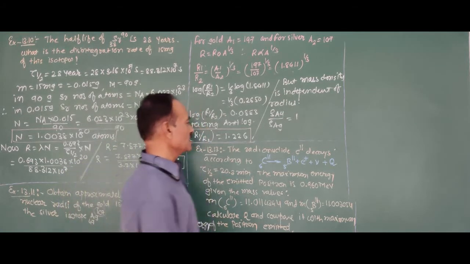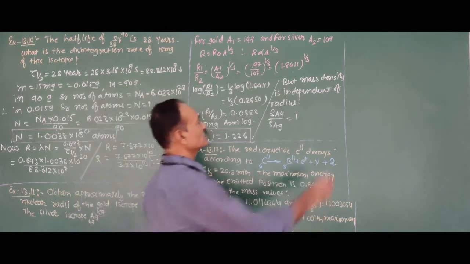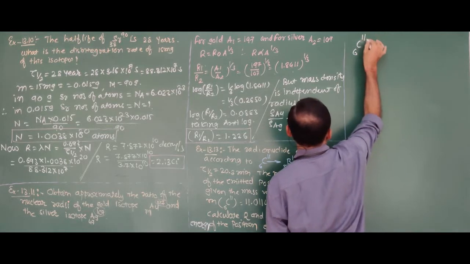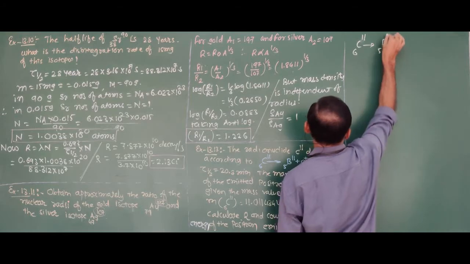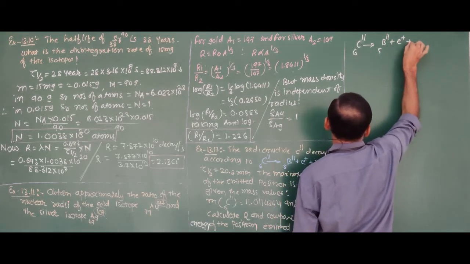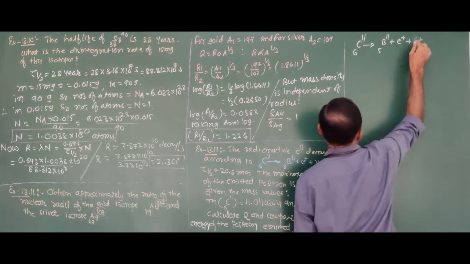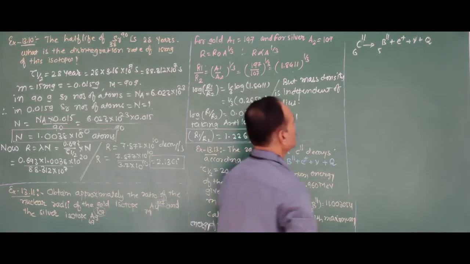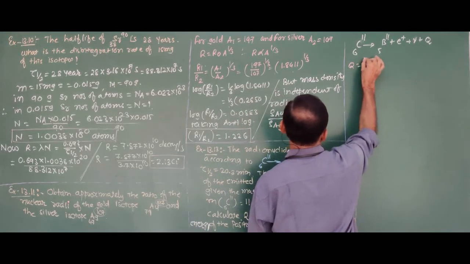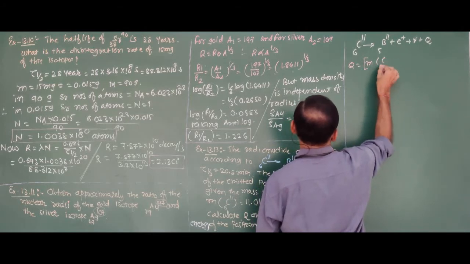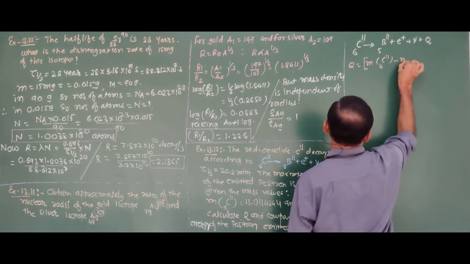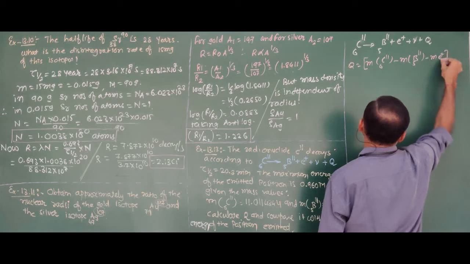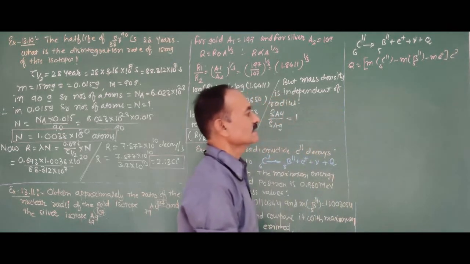For that purpose, first the carbon radionuclide decays like this: C 6 11 converts into boron 11 plus positron plus neutrino plus Q amount of energy. Now the Q amount of energy is equal to the mass of carbon C 6 11 minus the mass of boron 5 11 minus the mass of the positron, into c squared.